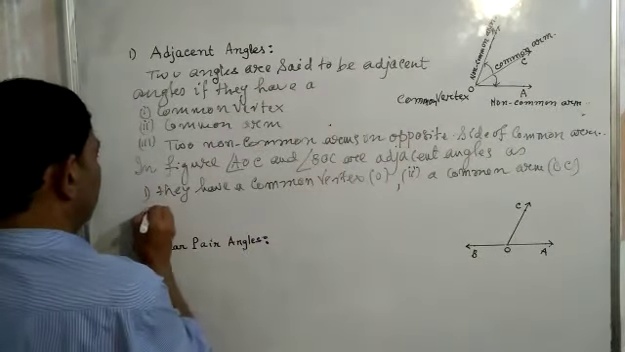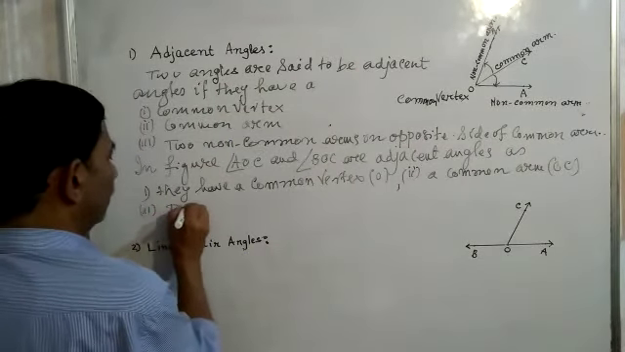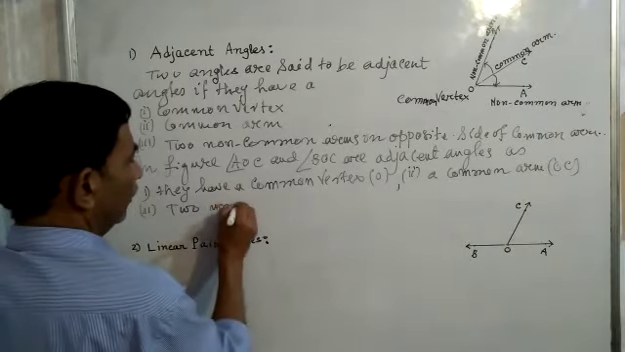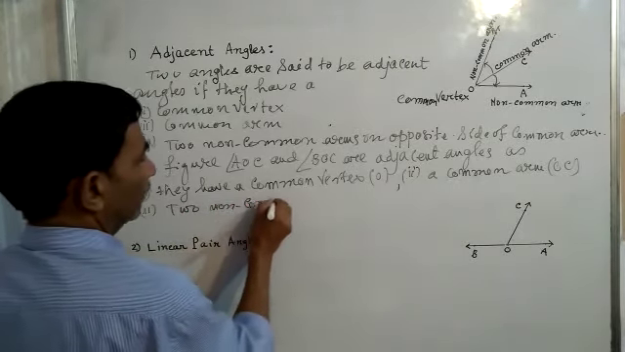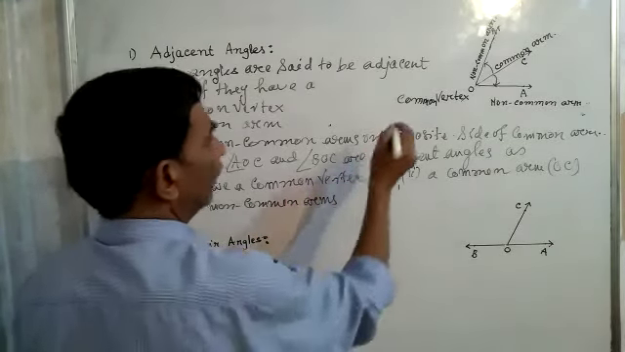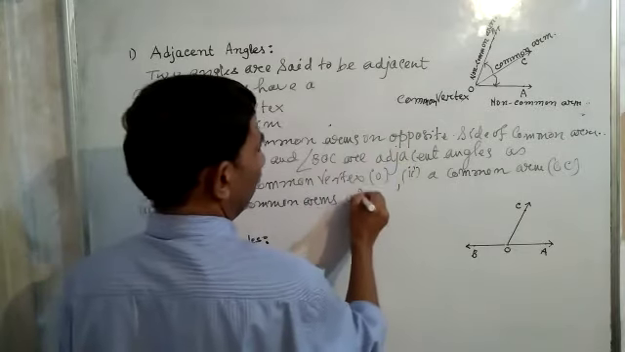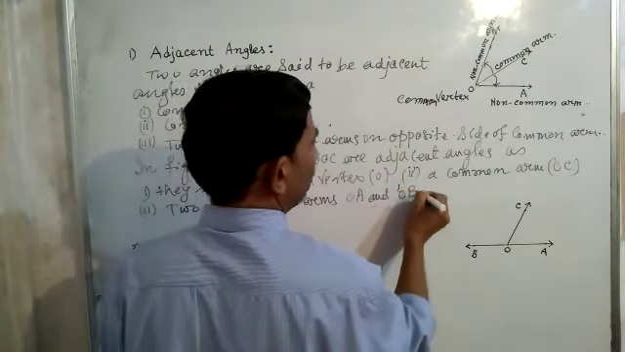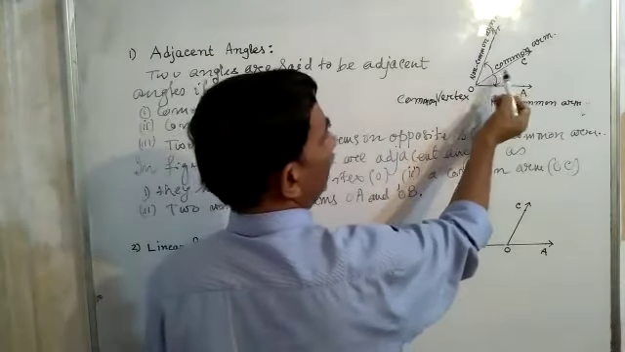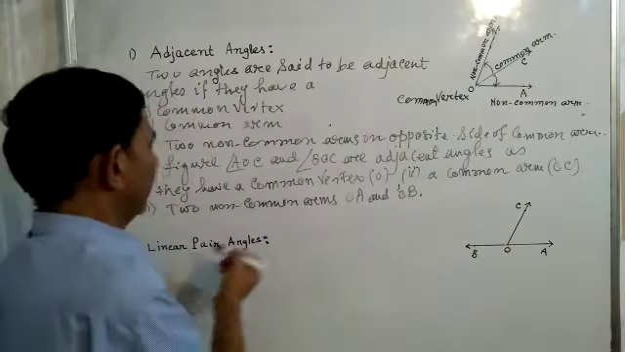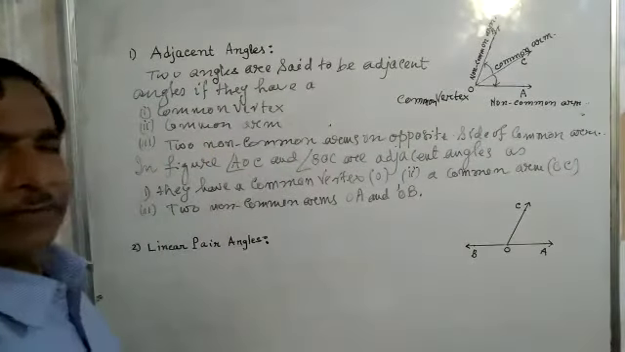And point three, two non-common arms, OA and OB, which are on opposite sides from the common arm. Okay, so that is about the adjacent angles.